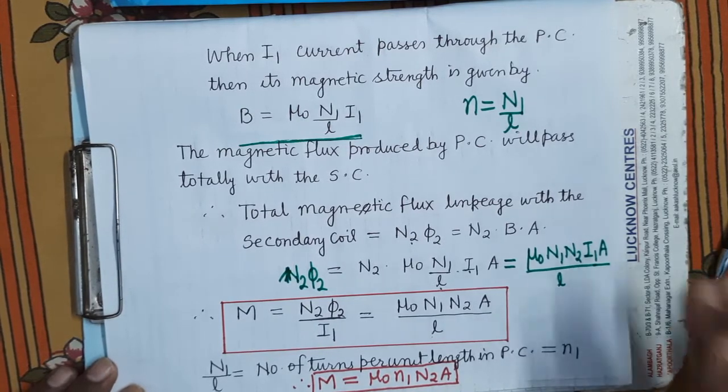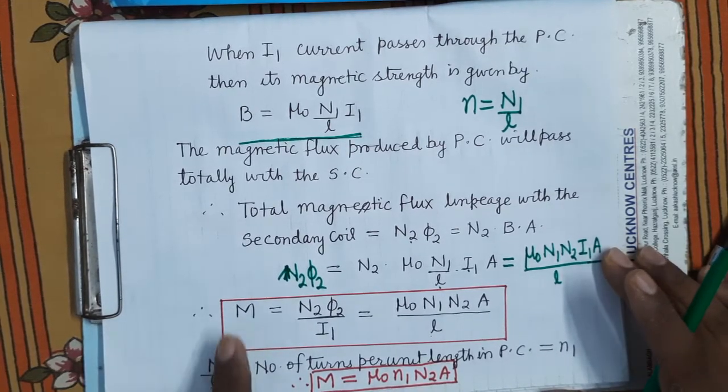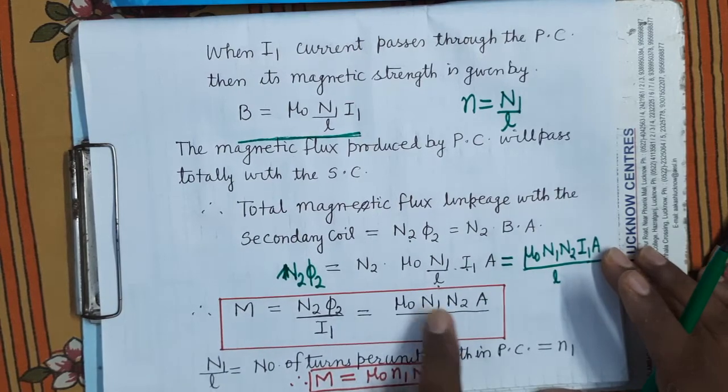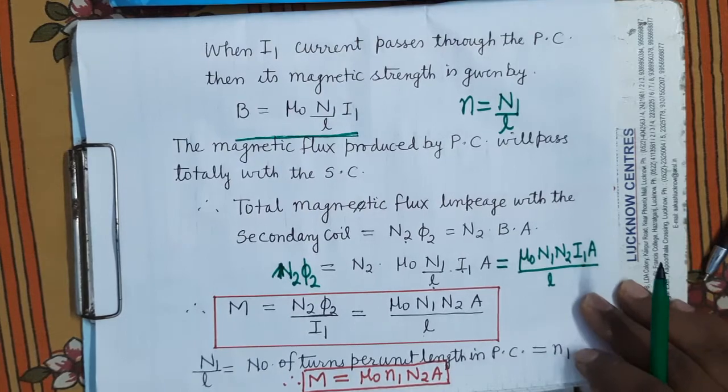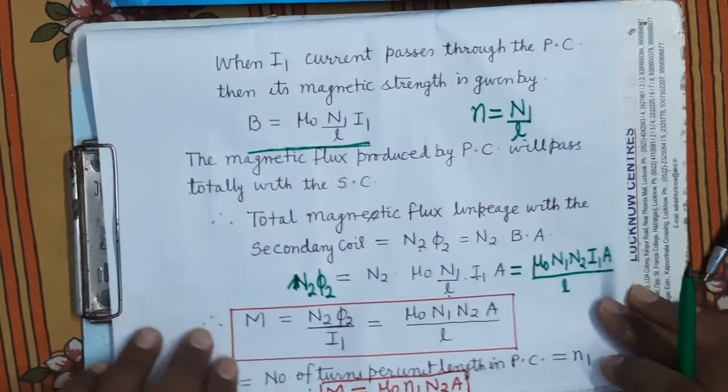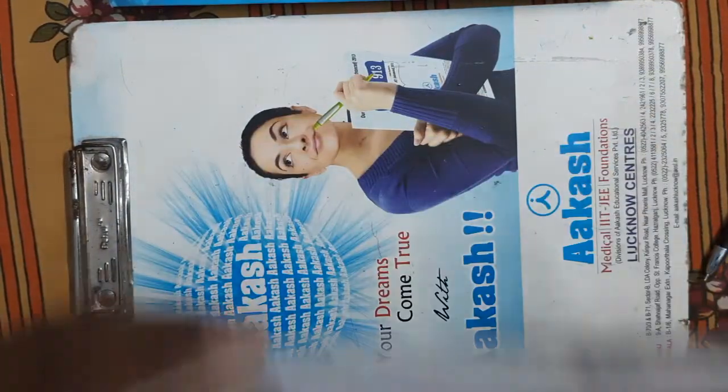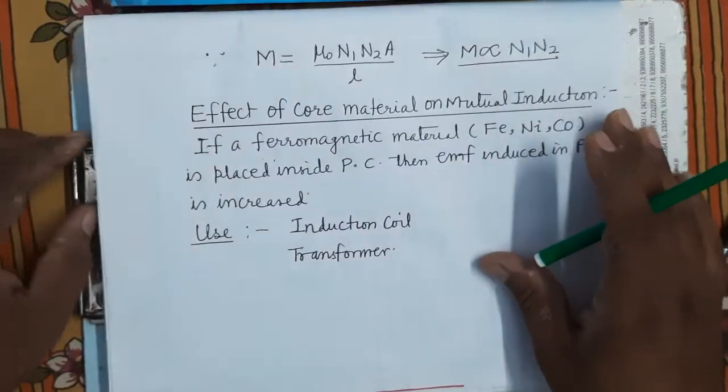So from here you can see that M is proportional to what? It is proportional to the product of turns in both the coils. It's clear. Then there will be more mutual inductance.